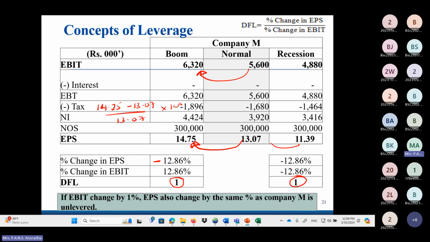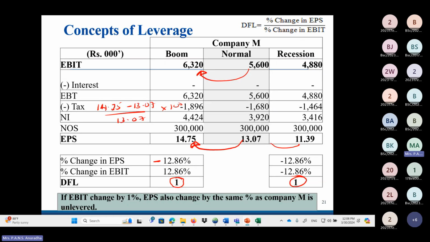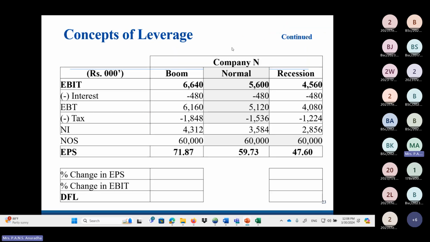Because for the company M, look here, no debt, no leverage. Financial leverage is 0. Earning per share for the shareholders increases by the same proportion as the profit increases. So if profit increased by 1%, earning per share for the shareholders increased by the same percentage. So this is the degree of financial leverage for company M. Now calculate the same way for the company N.